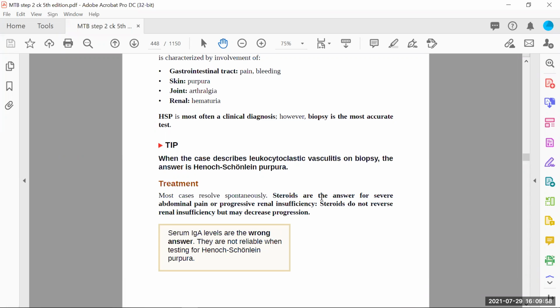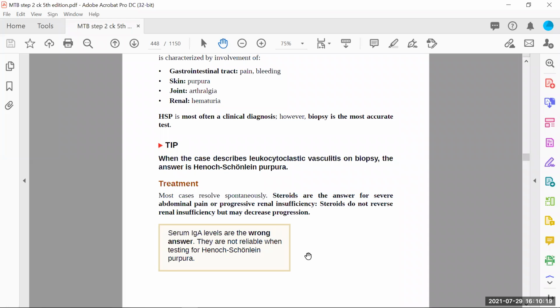Steroids will be given for a short period of time. They will act like magic; they just have an anti-inflammatory effect. Steroids do not reverse the renal insufficiency, but may decrease the progression. So it's going to stop the progression. Of course, whatever damage is there will remain. We cannot change that damage, but further progression can be stopped.